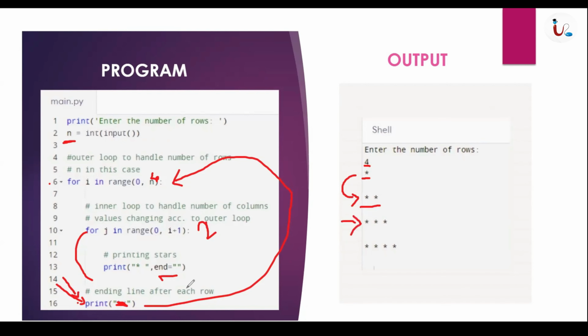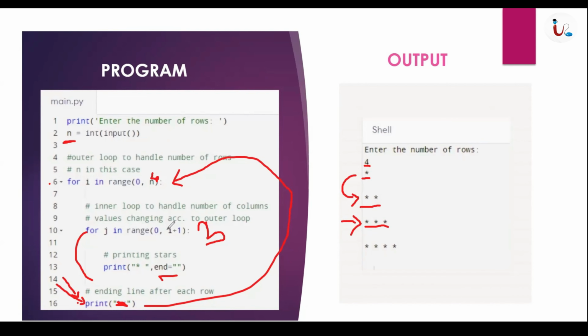Then in the next execution, i will be 2. So for j in range 0, comma 2 plus 1, j will go up to 3 times. The inner for loop will execute, so it will be printing 3 stars. Then going to the next line, i will be now 3.